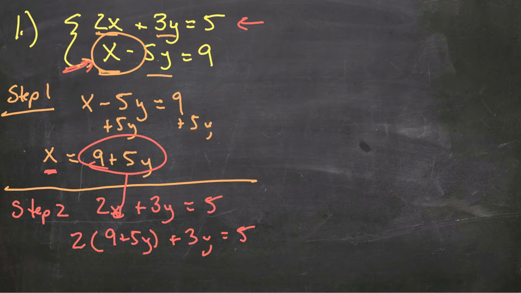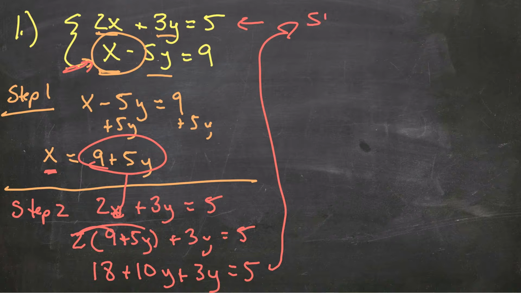Most people make some mistakes distributing or combining like terms. So I'm going to distribute. The 2 goes to 9 and 5y. So I get 18 plus 10y plus 3y equals 5. That's going to take me to step 3. Step 3, I'm going to combine 10y and 3y. I'm going to end with 13y plus 18 equals 5.